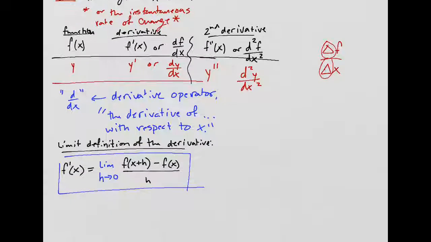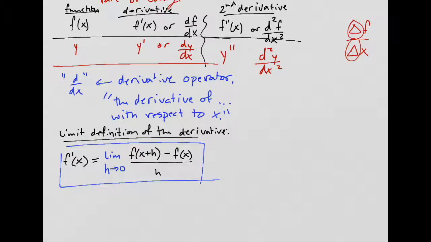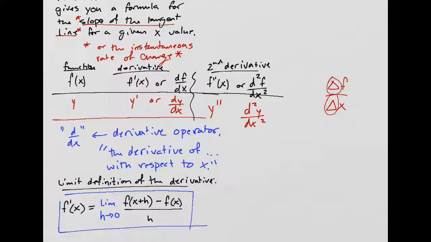I think that's all I'm going to write in this video. Just some notation. Remind you of the limit definition of the derivative. It gives you the slope of a curve at a single point, or the slope of the tangent line of a curve at that point, whatever x value. Or it's the instantaneous rate of change if you're thinking about it in some other context.